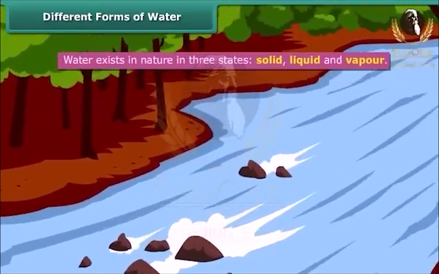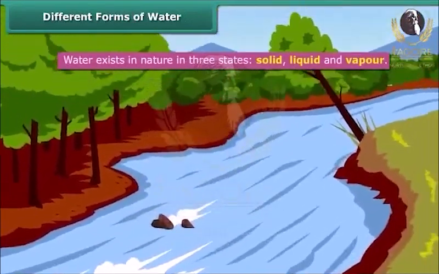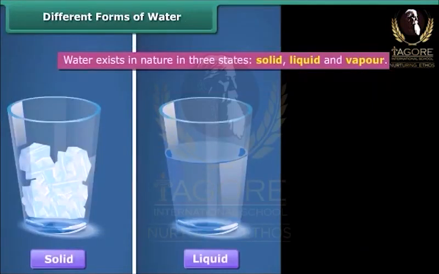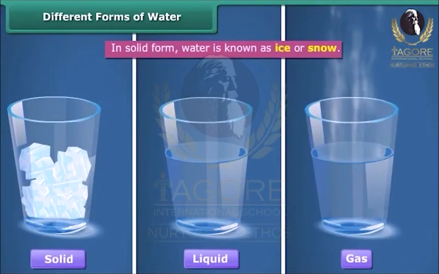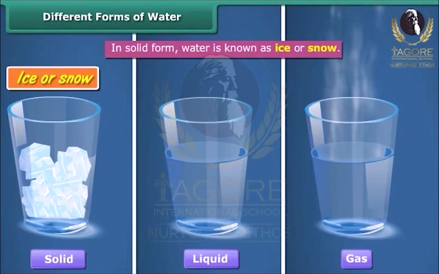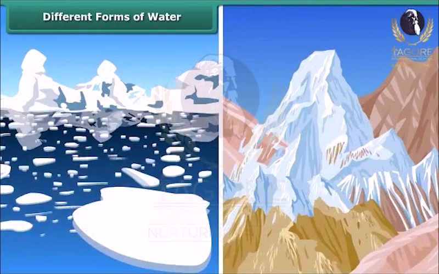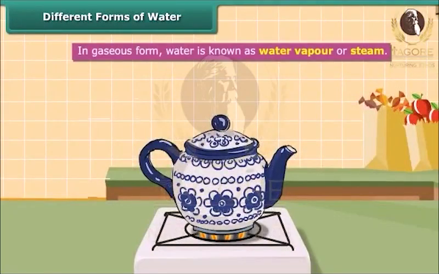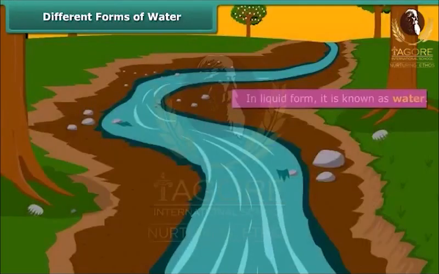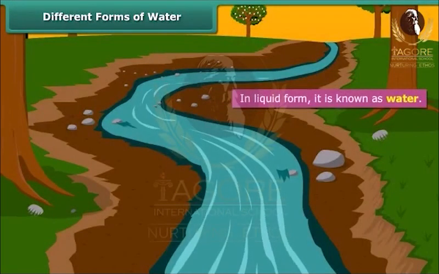Water exists in nature in 3 states, that is, solid, liquid, and gas. In solid form, water is known as ice or snow. It is found at the poles as ice caps and in glaciers and mountains as snow. In gaseous form, water is known as water vapor or steam. But the most common form that water takes is the liquid form. It is in this form that it is known as water.